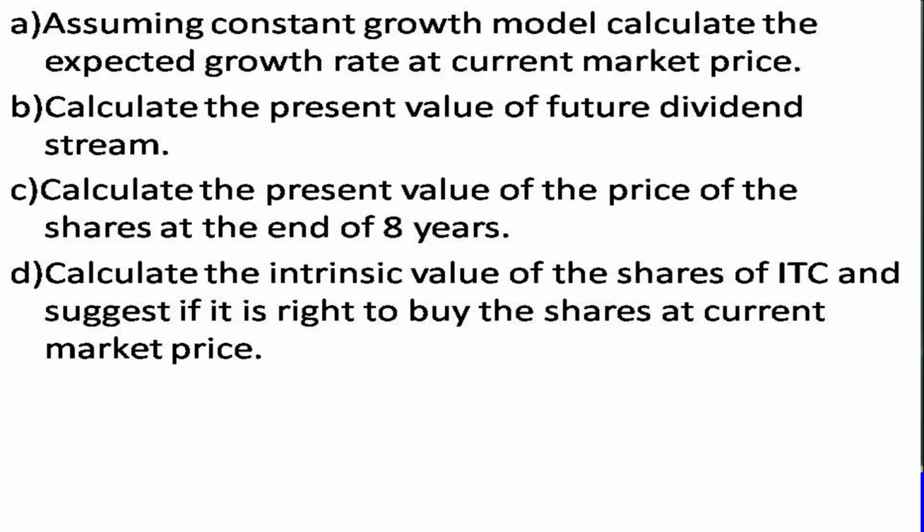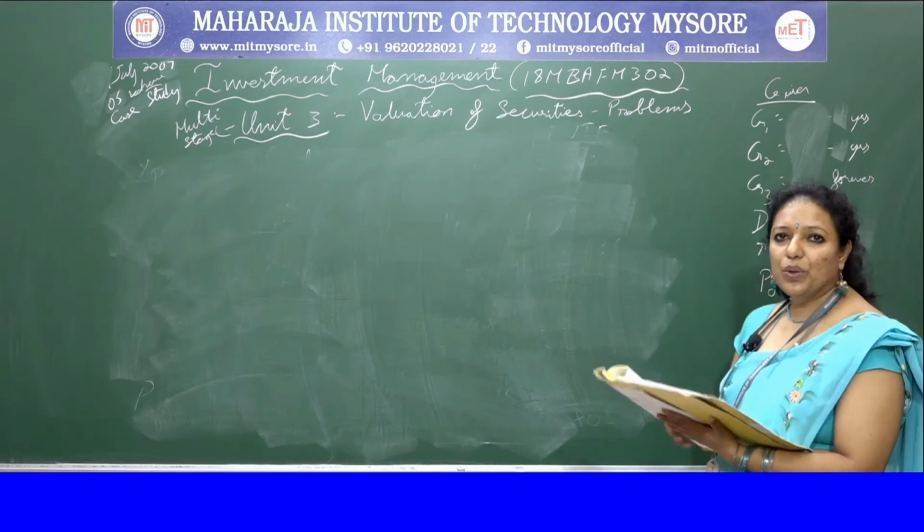Assume, first question: assuming constant growth model, calculate the expected growth rate at current market price. Second one, calculate the present value of future dividend stream. Third one, calculate the present value of the price of the share at the end of 8 years. And last question, calculate the intrinsic value of the share of ITC and suggest if it is right to buy the share at current market price. So this is the question.